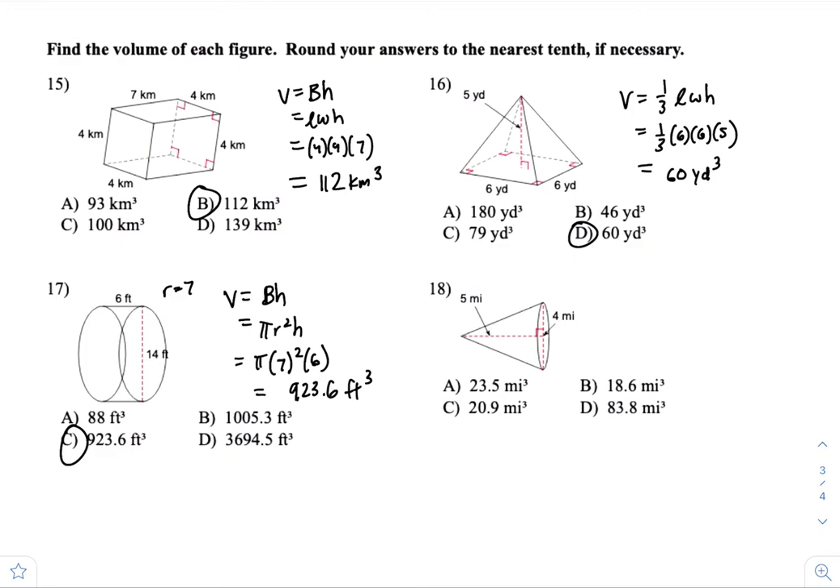And then 18, volume is 1/3 pi r squared h. That's the diameter. So the radius is half of the diameter, which is 2. 1/3 times pi times 2 squared, times 5. And that should give you 20.9 miles cubed, which is C.